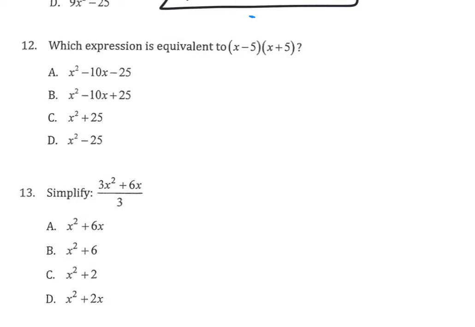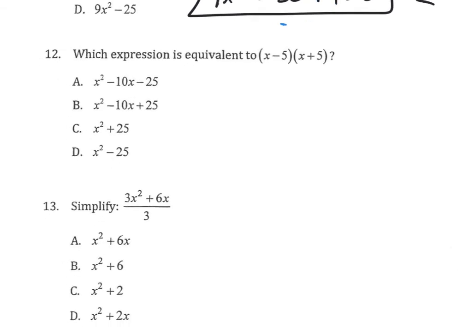All right, so for question number 12, which expression is equivalent to x minus 5 times x plus 5? Well, again, we can use two methods here. We can use the traditional one, which is FOIL. So we multiply x times x, that would be x squared, right? And then we have x times 5. That would be 5x.